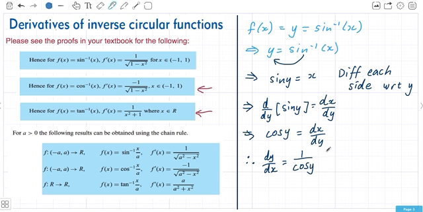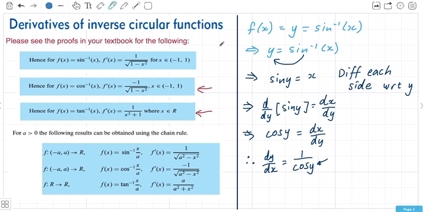Now that's a really nice result for us, but you can see that it doesn't look like the formula, and that's because we have a y still in here. We'd like to get this in terms of x. So we use a little trick at this point, which is to get a value for cos y in terms of x.